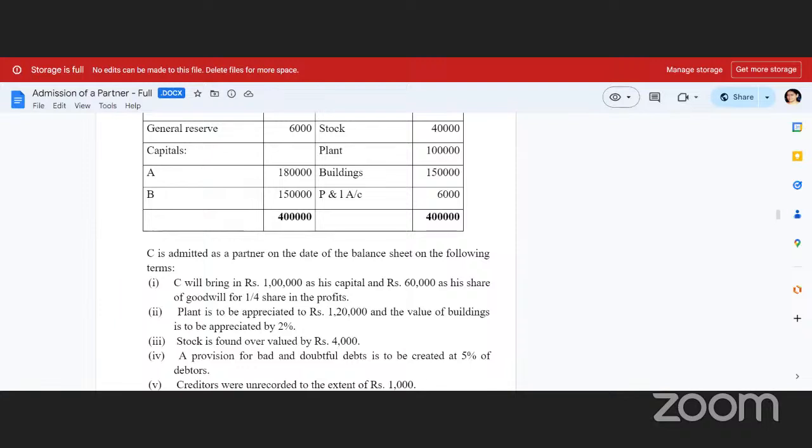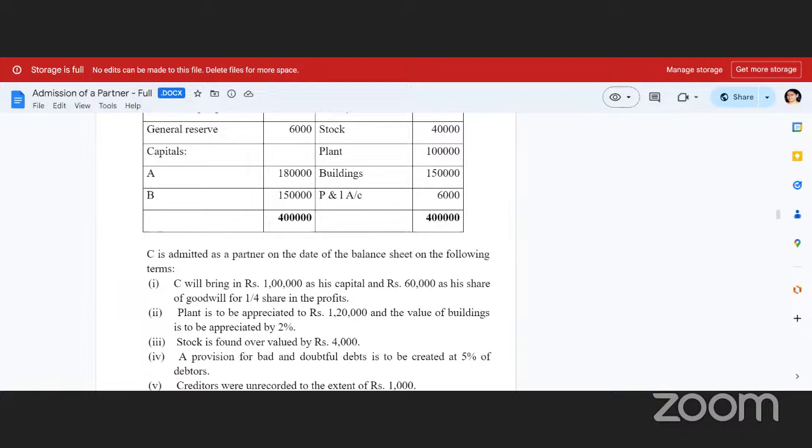Okay, but you are doubtful. He may pay 40 to 50,000 entirely, or he may come and ask you to reduce some amount because he has some problems. So that is a loss only. Provision for bad debts at 5% to be created on debtors means it is a loss to the firm, which decreases the value of debtors. So it also has to be taken on the debit side.